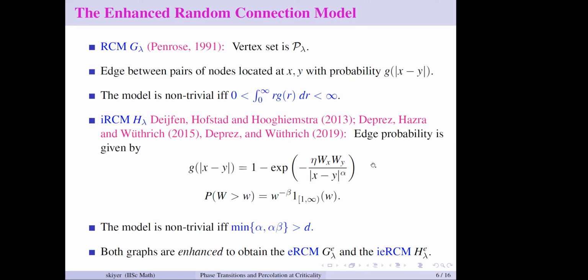a very large number of interesting properties that are seen in real-life networks can be realized on this graph by tuning these parameters appropriately. And what we do is we consider these two models, the random connection model and the inhomogeneous random connection model, and we enhance these models. What we mean by that is the following. We think of edges as line segments, and when two line segments intersect, we create a junction there. So we enhance this graph in this way.